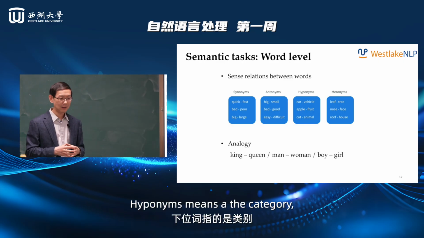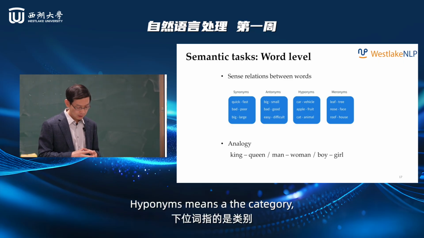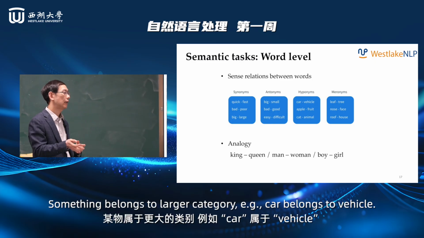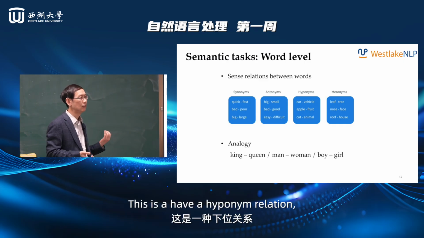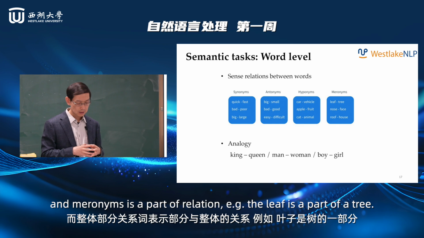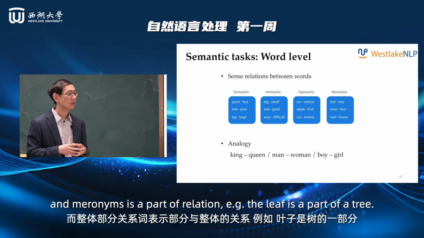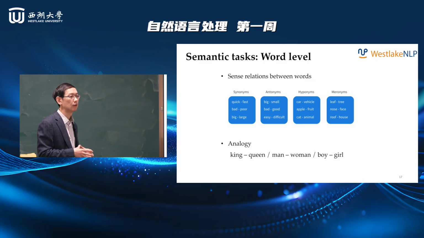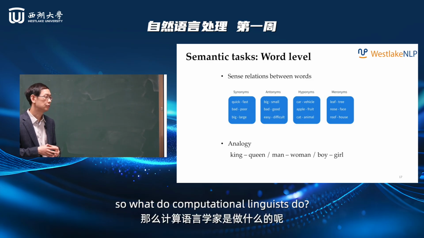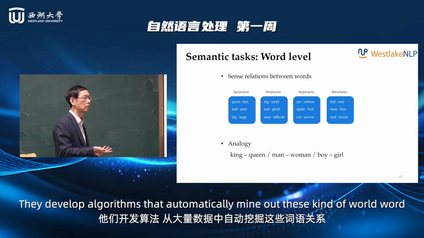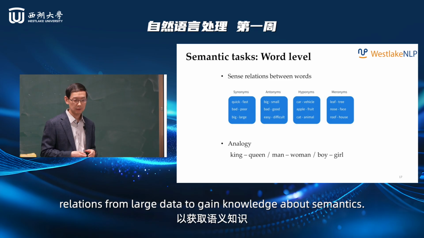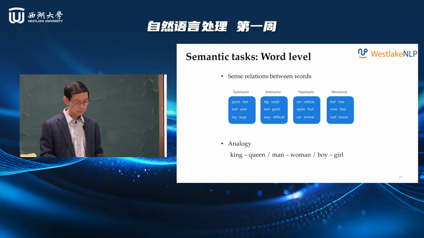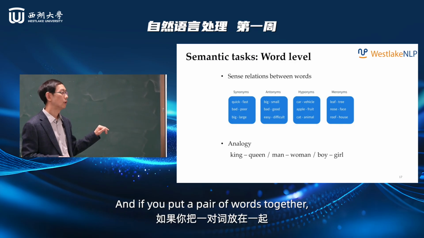Hyponym means the category. Something belongs to a larger category. For example, car belongs to vehicle. So this is a hyponym relation. And meronym is basically a part-of relation. For example, the leaf is a part of a tree. Okay. So what do computational linguists do? They develop algorithms that automatically mine this kind of word-word relation from large data, to gain knowledge about semantics.